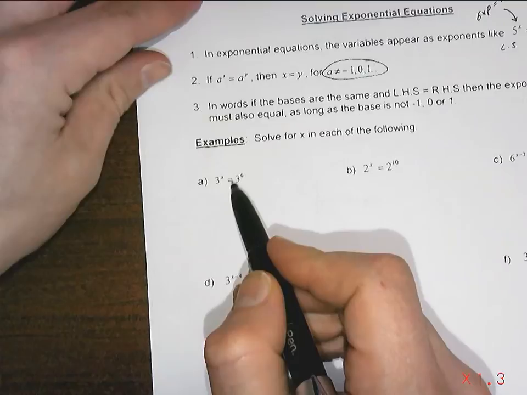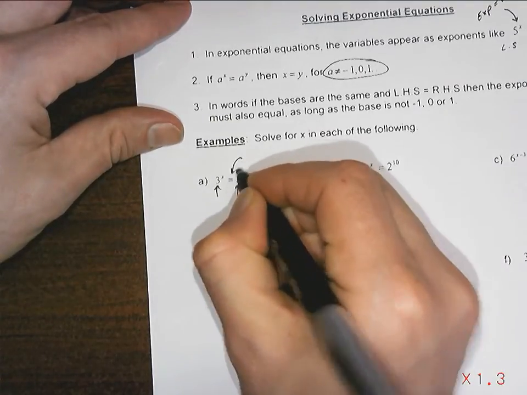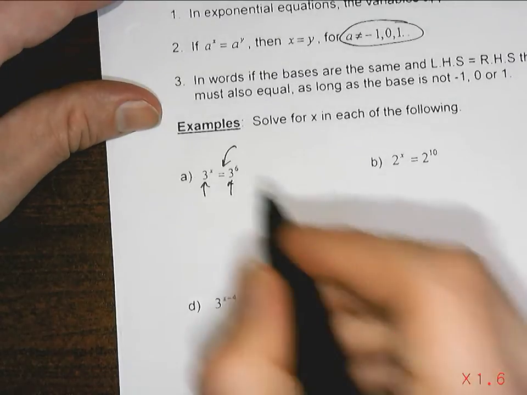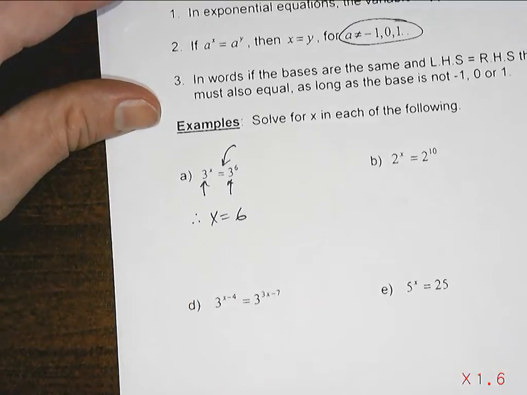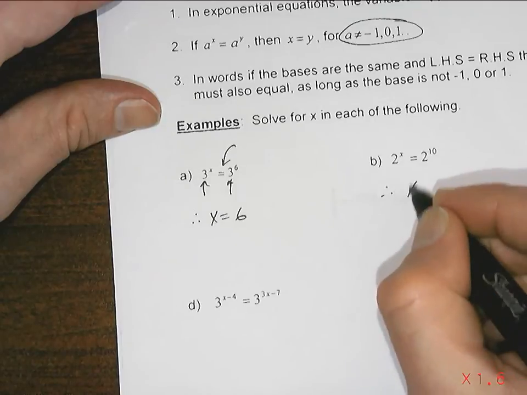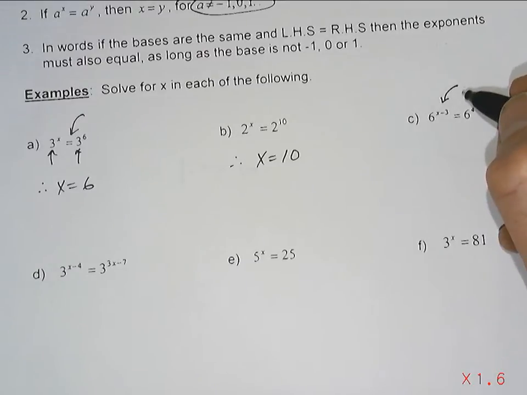3 to the x equals 3 to the 6. Notice that the bases are the same. Notice that we have an equality here. Let me zoom in a little bit. So what we have here is, therefore, x must equal 6. And that's all there is to it, people. That's it. 2 to the x equals 2 to the 10. Therefore, x equals 10.